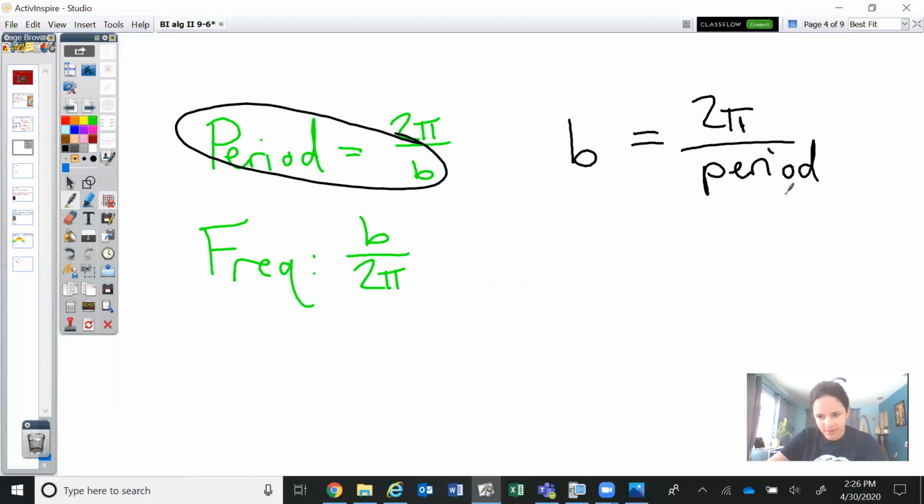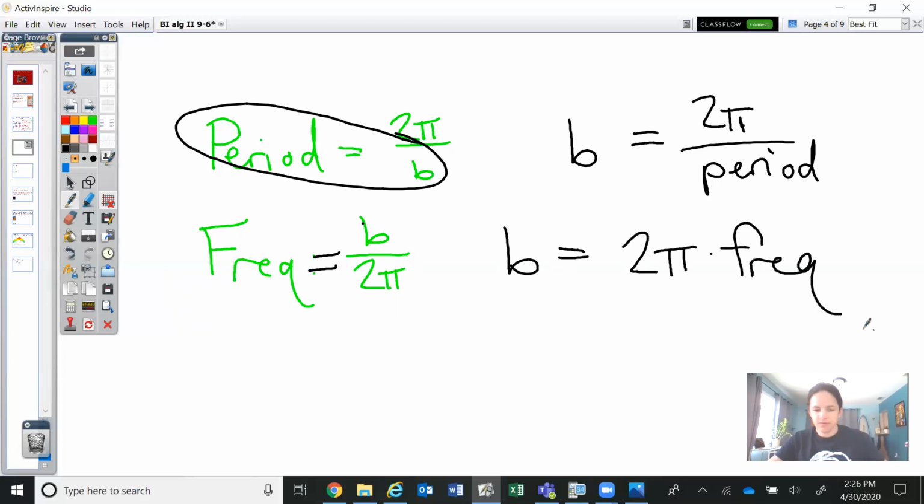But if I have frequency given to me and I want to find b, if I solve this equation for b, it's already on the numerator. So all I would need to do is multiply both sides by 2 pi, and I would get that b equals 2 pi times the frequency. So hopefully you understand a little bit more about frequency and period now.